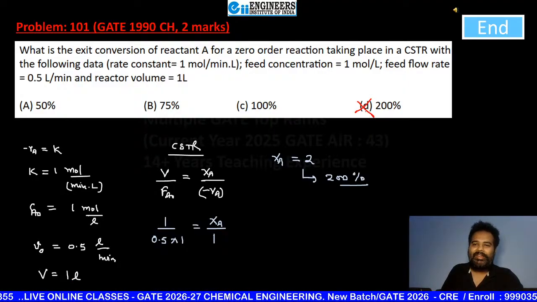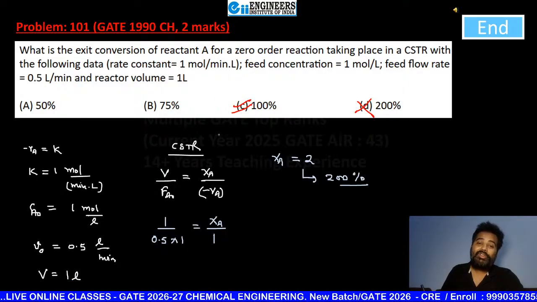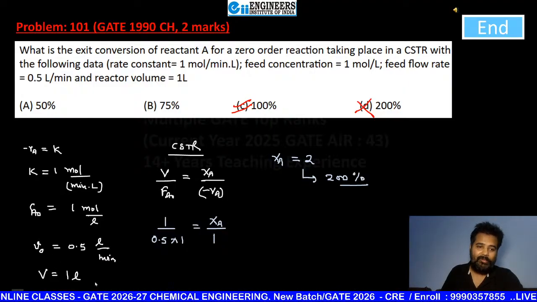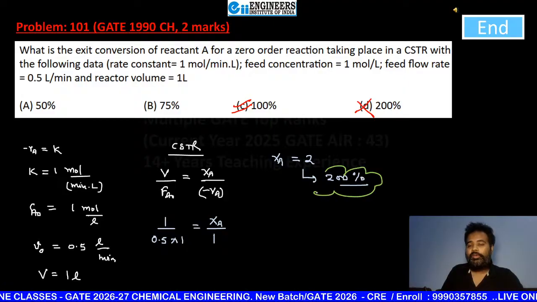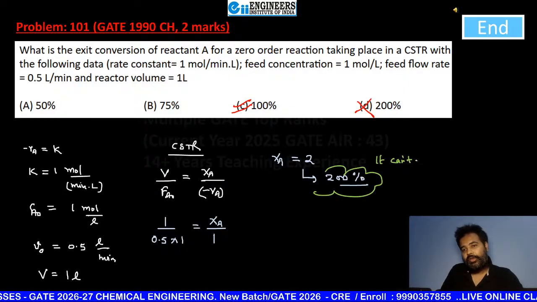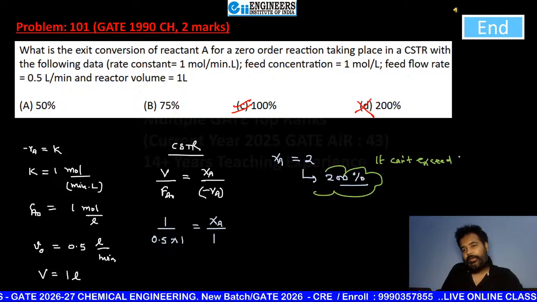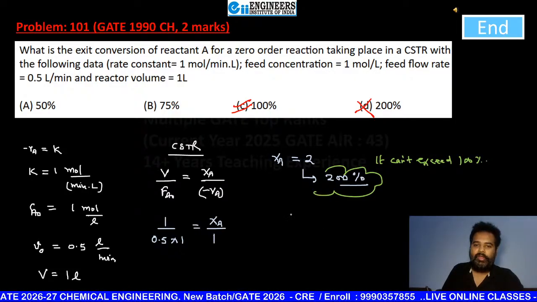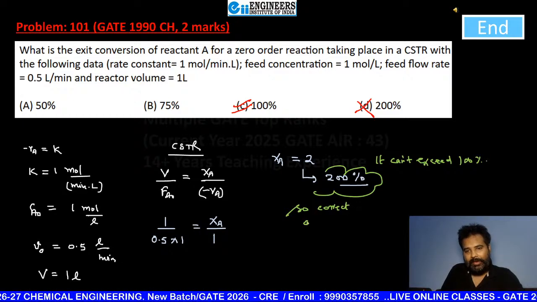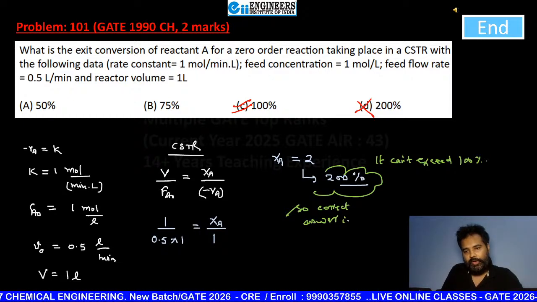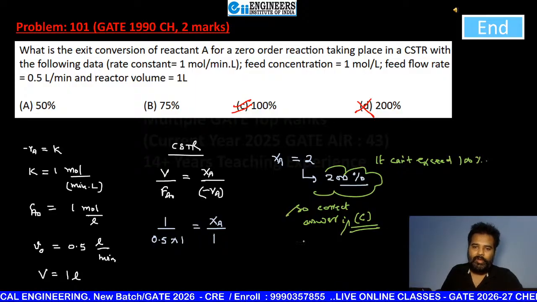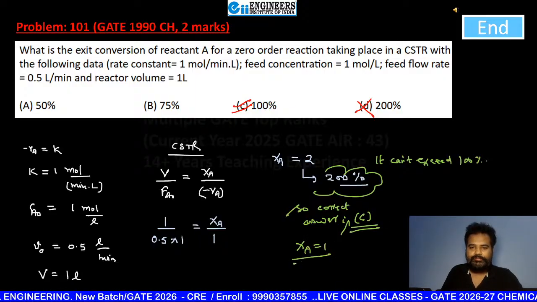No, it's not D. It's C. Because the max conversion that is possible is 100%. So it can't exceed 100%. Okay, so the correct answer is C, that is X is equals to 1.